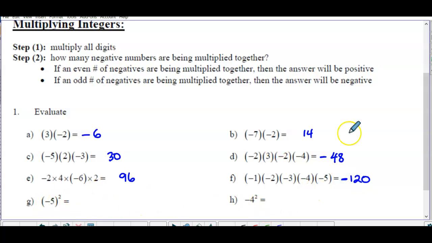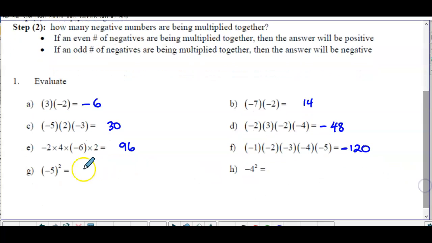Then remember what exponents mean. It really means -5 times -5, because that's in brackets. So you have an even number of negatives, so the answer is positive. So if this is even, then the answer is positive.